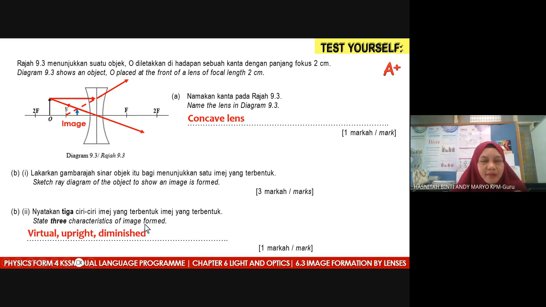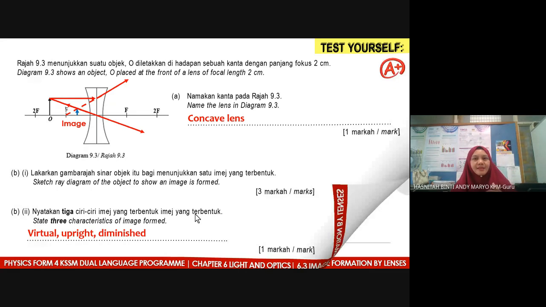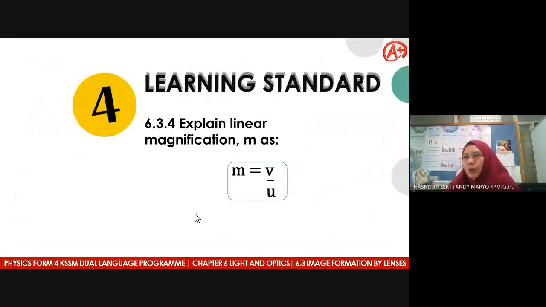And then this is the characteristic of the image formed. Remember, for a concave lens, the image is always virtual, upright, diminished. Just put this in mind. Independent of the object distance, the image is always virtual, upright, and diminished for concave lenses. So far, we have discussed 3 learning standards and this will be the last one, 6.3.4, to explain linear magnification.